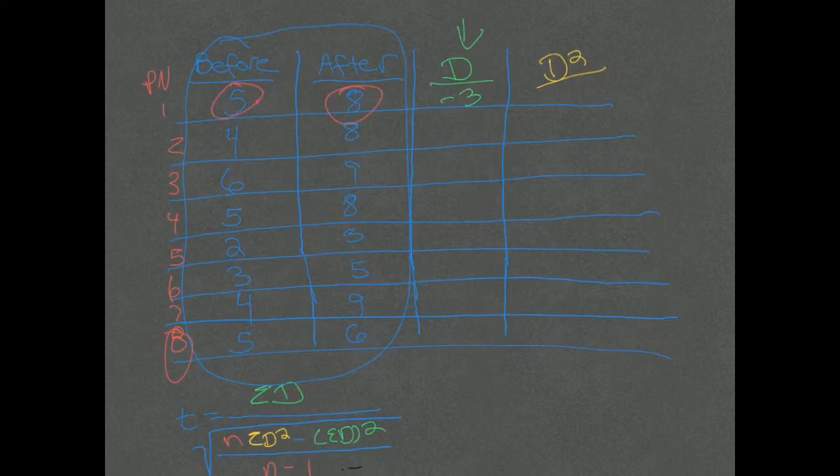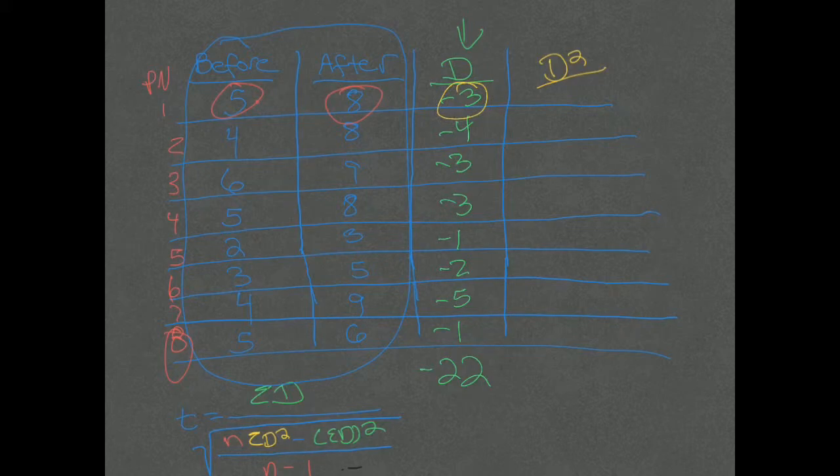4 minus 8 is -4. 6 minus 9, -3 again, and so on. So we get -3, -1, -2, -5, and finally 5 minus 6 is -1. Right? And eventually we're going to have to add all of these up. And so if you add -3 to -4 to -3 to -3 to -1 and so on, you will get -22.